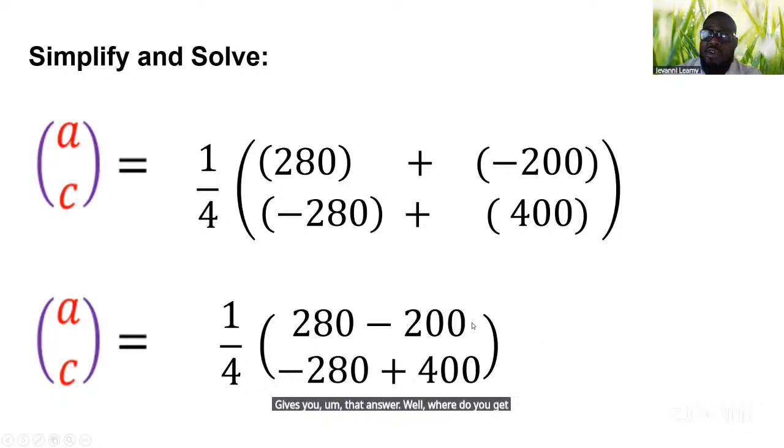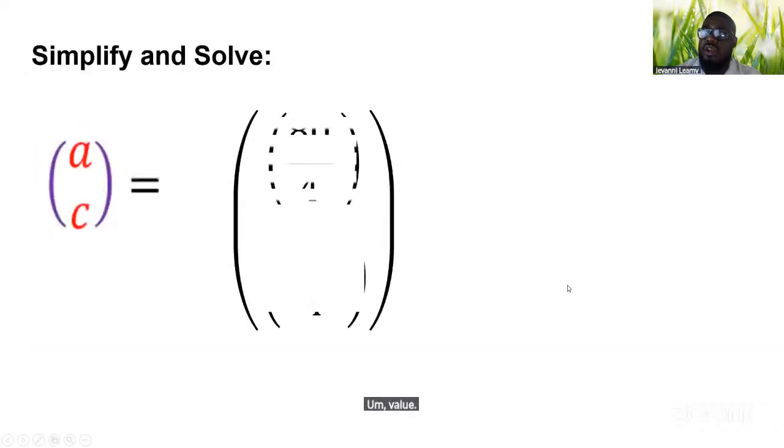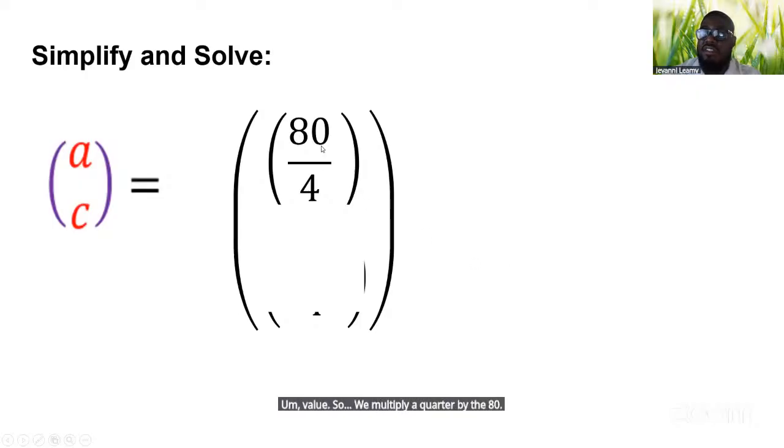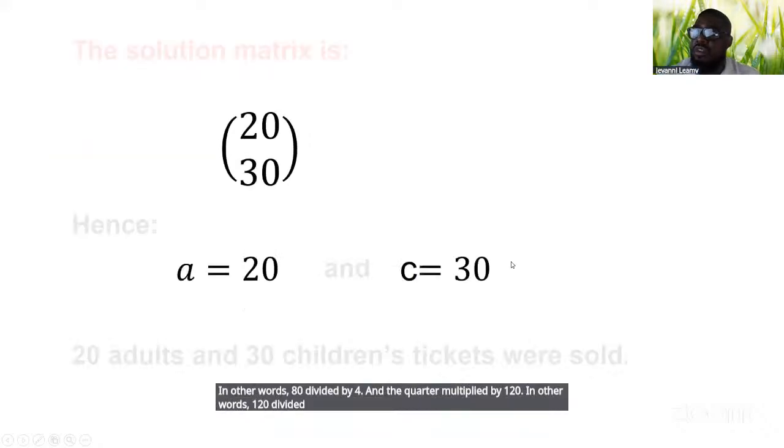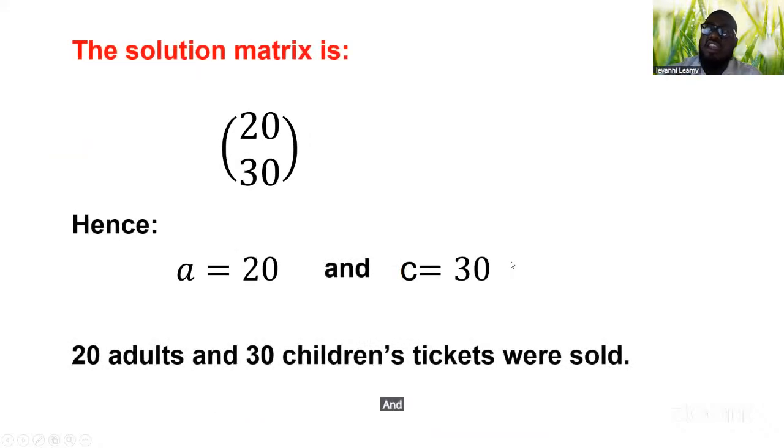So what do we do with a quarter? Remember that this quarter is literally what we call our scalar value. So we multiply a quarter by the 80, in other words, 80 divided by 4, and the quarter multiplied by 120, in other words, 120 divided by 4. Now what does that give us? It gives us that A is equal to 20 and C is equal to 30.